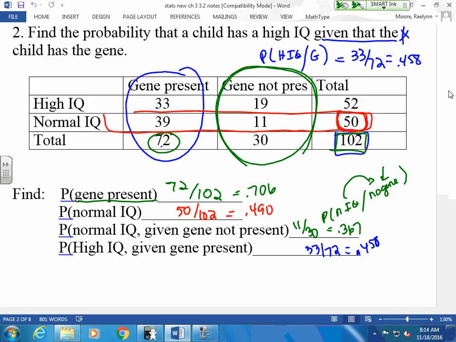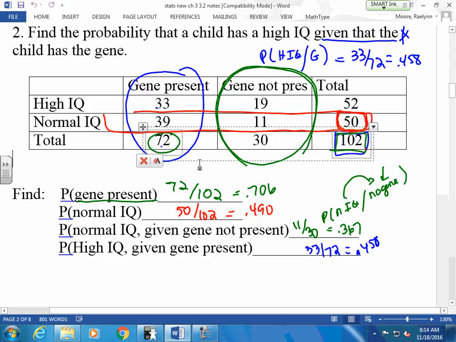See how to read this chart? I love these charts for dependencies because we can see this one right here, probability that the gene is present, is an independent event. It's one single event. So I look, gene present, there's 72 that had a gene present. I don't care what their IQs were. I just care that their gene was present. Their gene present over the total. Normal IQ, I just care that they had a normal IQ over this one. Then when I do my given, I can only stay in that little section because that's the dependency. Make sense? Does it make sense to you?